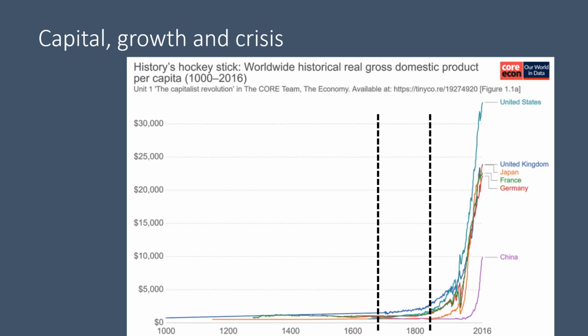But we need to be clear when we use the term growth, what's being measured. GDP measures the additional value of goods and services produced in a country during a particular time period. As you can see, this chart actually shows real gross domestic product per capita, or the average amount of new value being produced per head of population adjusted for inflation.